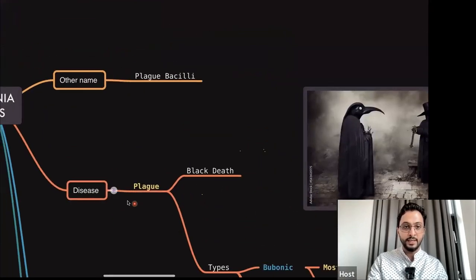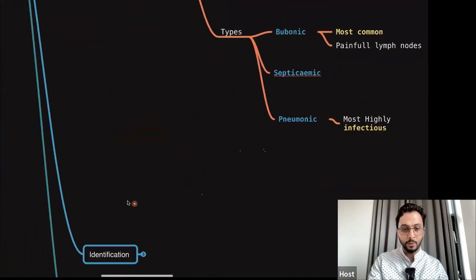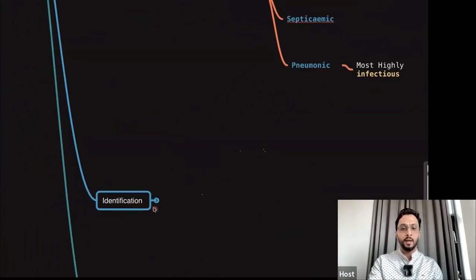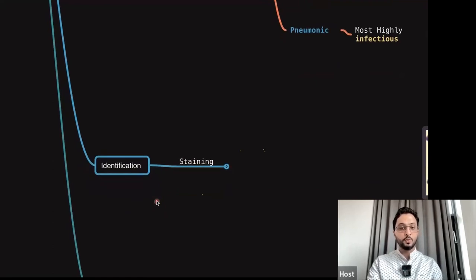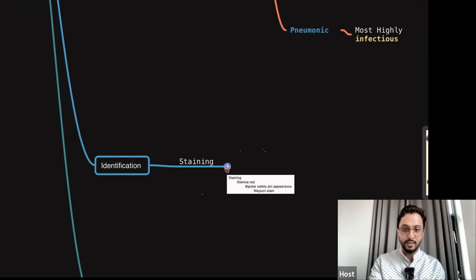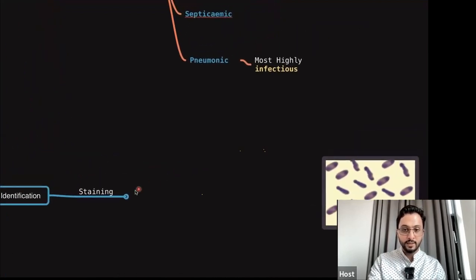So we studied the other name, what it causes, plague. Again, the different types of plague. Now, the patient got plague, so you have to identify and diagnose it. You have different methods to identify it. One is you culture it and you stain it, and if that stain is caught, you can say that this is the organism. You can see the staining there.